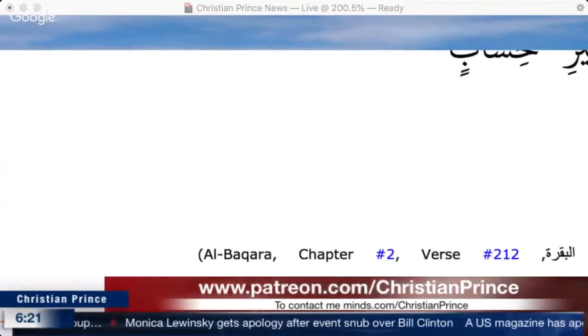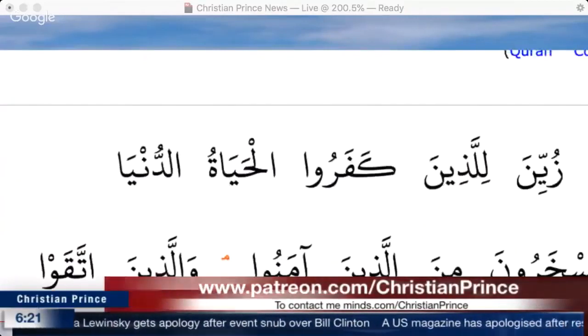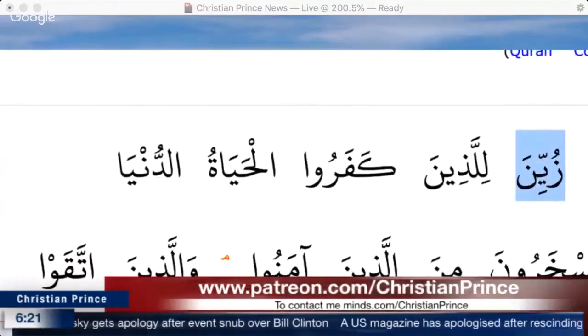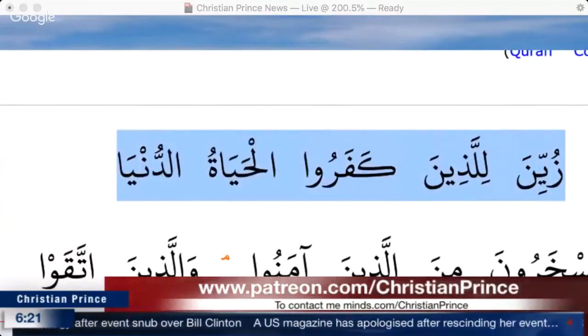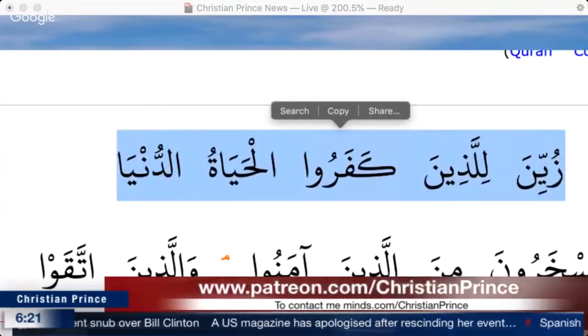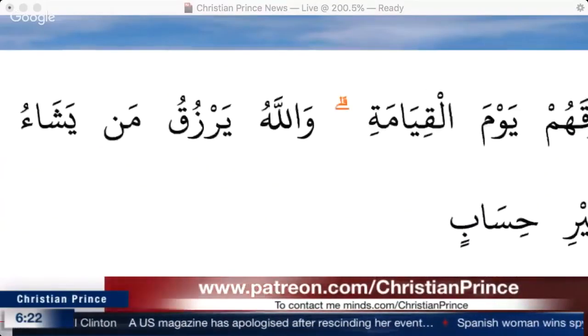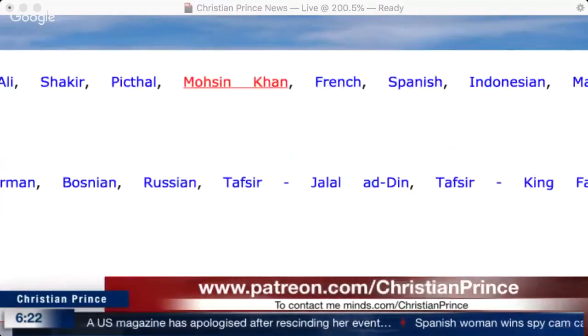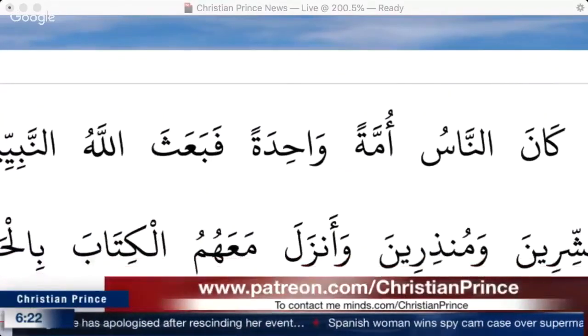Chapter 2, verse number 212. It says, it is beautified for those who are kuffar, the life. It's beautified by whom? By Allah. So successful people like Bukhari and Abu Dawood and the Khalifas. Allah made them misguided, and Allah is the one who made them see things in a different way.